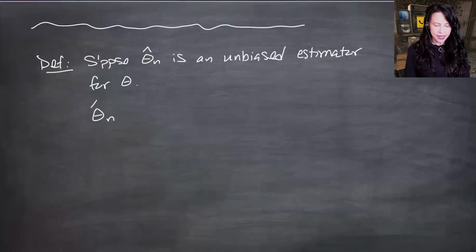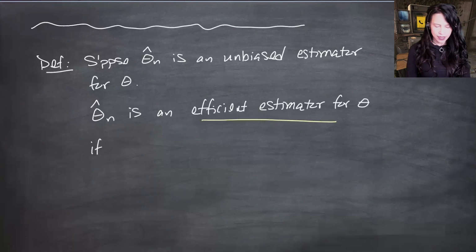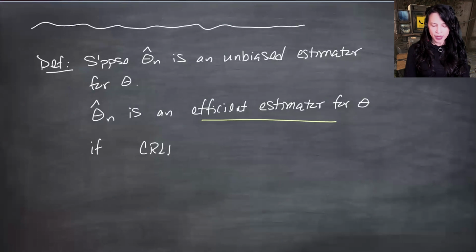We say that theta n hat is an efficient estimator for theta if the Cramér-Rao lower bound for the variance of all unbiased estimators for theta over the variance of theta n hat is equal to 1.